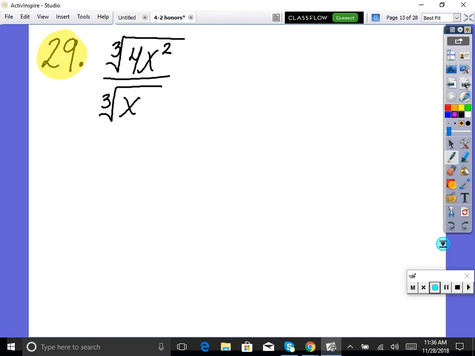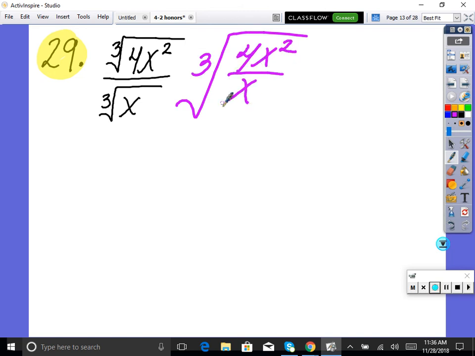Number 29. A lot of people will see this on the test and they'll start rationalizing the denominator. Don't. You're not following the steps. Put the radical together first. So we have 4x squared over x. So then from there, that would become the cube root of 4x, would it not? So then from there, it already doesn't simplify.